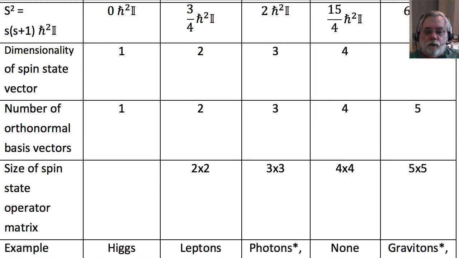Now, at times we will need to use some spin state operator, which will be a matrix, and its size for a spin 1/2 particle will be a 2x2 matrix. We saw that in the last lecture, D3. For a spin 1 particle with mass, it will be a 3x3 matrix. For a spin 3/2 particle, it'll be a 4x4 matrix, and so on.